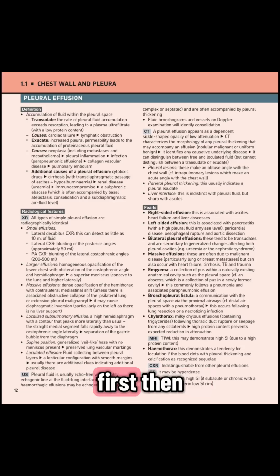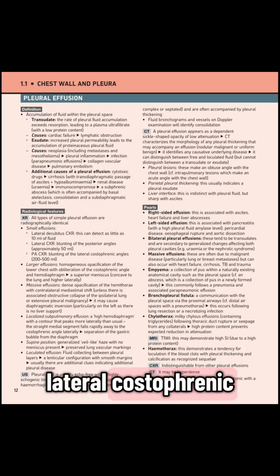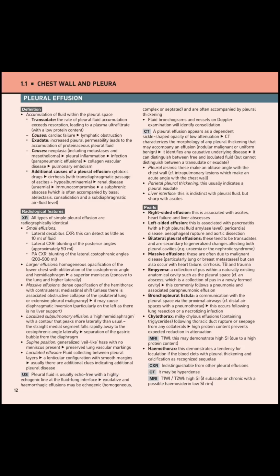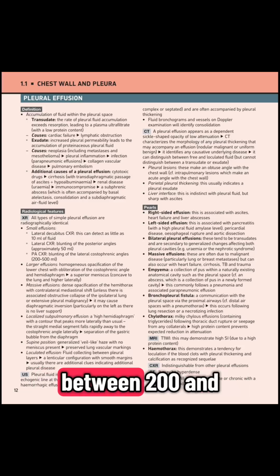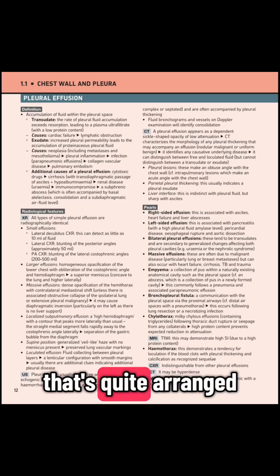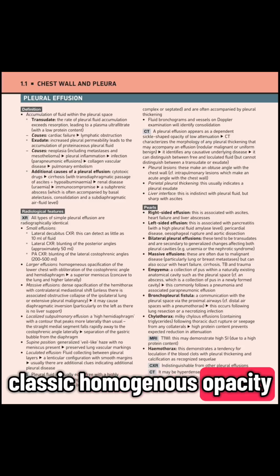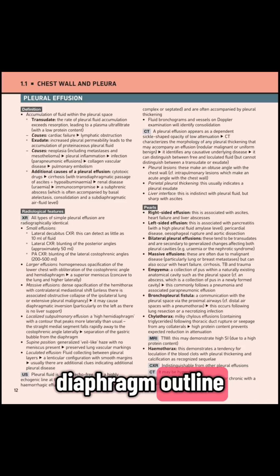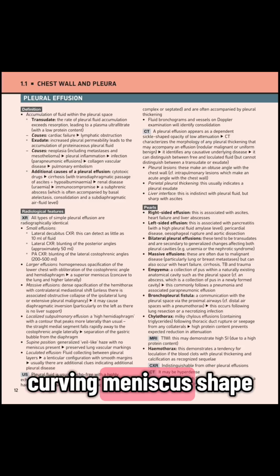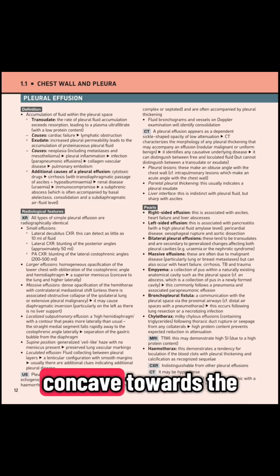Okay, the back angle first. Then, when you get to the point where you see blunting of the lateral costophrenic angles on a standard PA view, well, you're probably looking at somewhere between 200 and 500 milliliters. That's quite a range, but it gives you a ballpark figure just from that angle blunting. Exactly. And for larger effusions, you get that classic homogeneous opacity wiping out the angle and the diaphragm outline with that upward curving meniscus shape. Right, higher on the sides. Concave towards the lung, yeah.